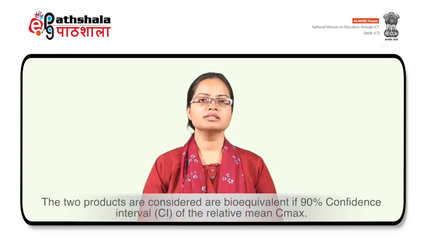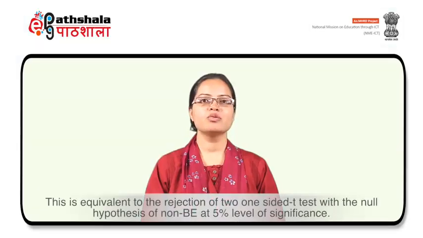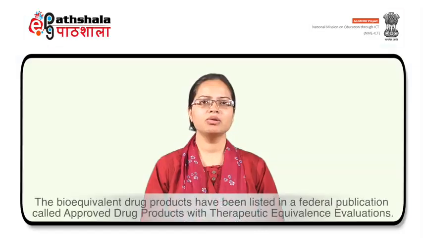The two products are considered to be bioequivalent if the 90% confidence interval of the relative mean Cmax, AUC 0 to T and AUC 0 to infinity of the test to the reference formulation is within the 80 to 125% range. This is equivalent to the rejection of two one-sided t-tests with the null hypothesis of non-bioequivalence at the 5% level of significance.